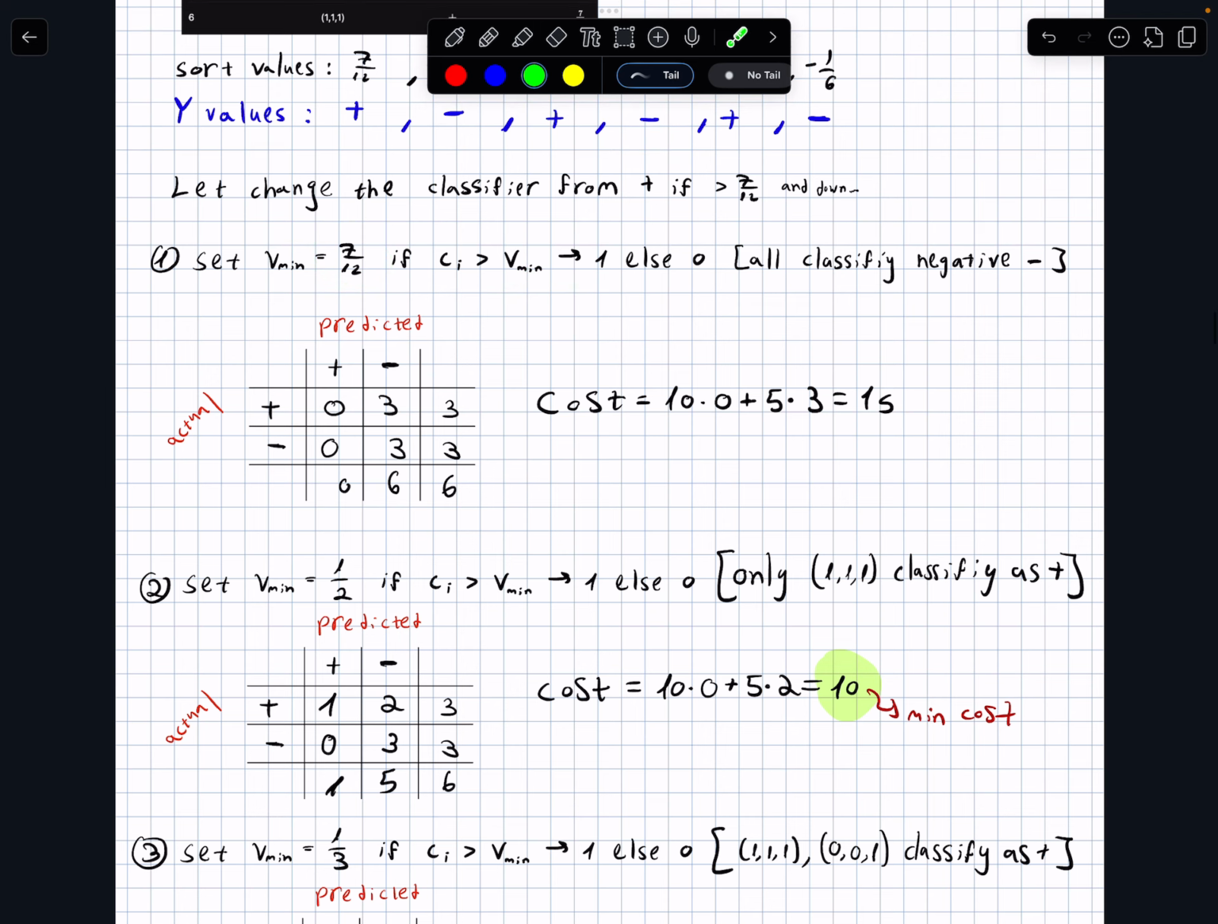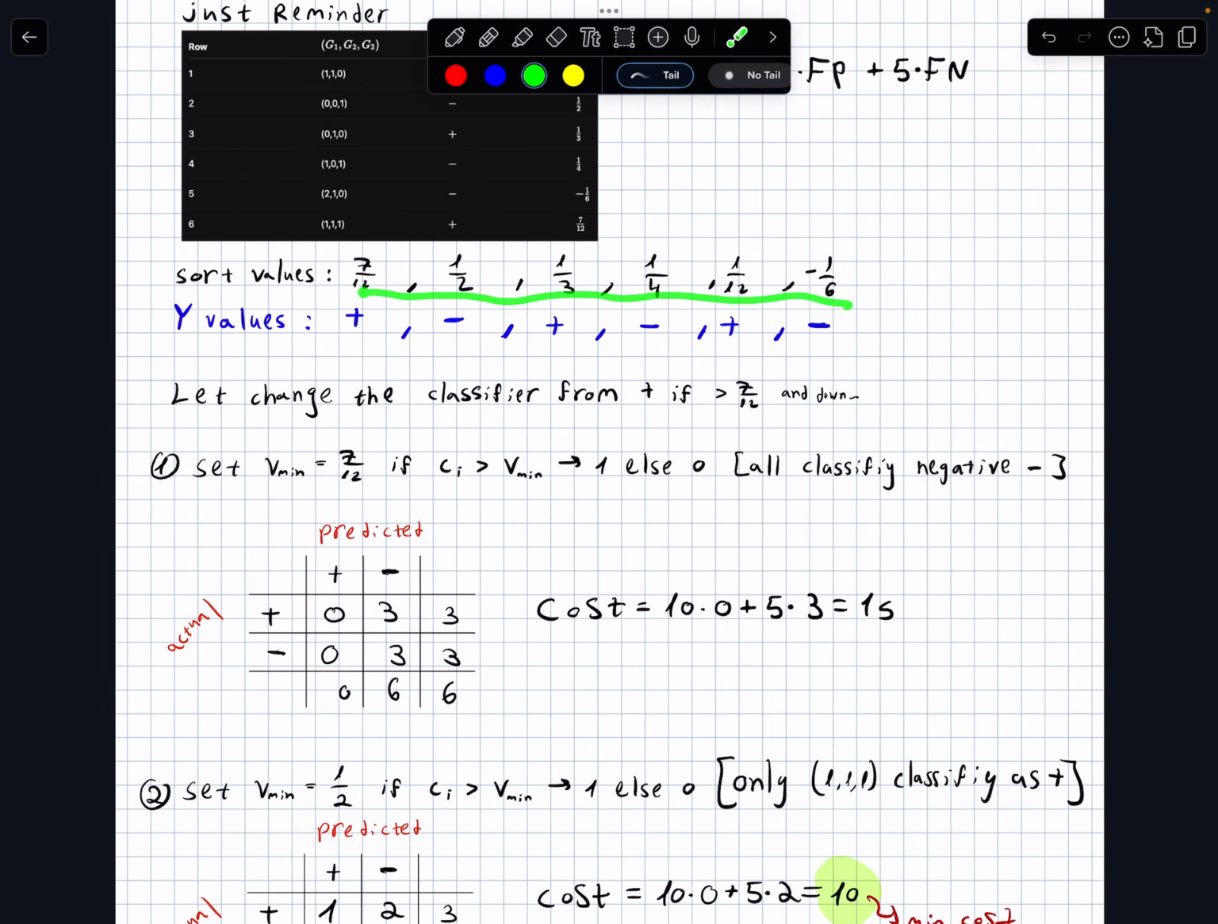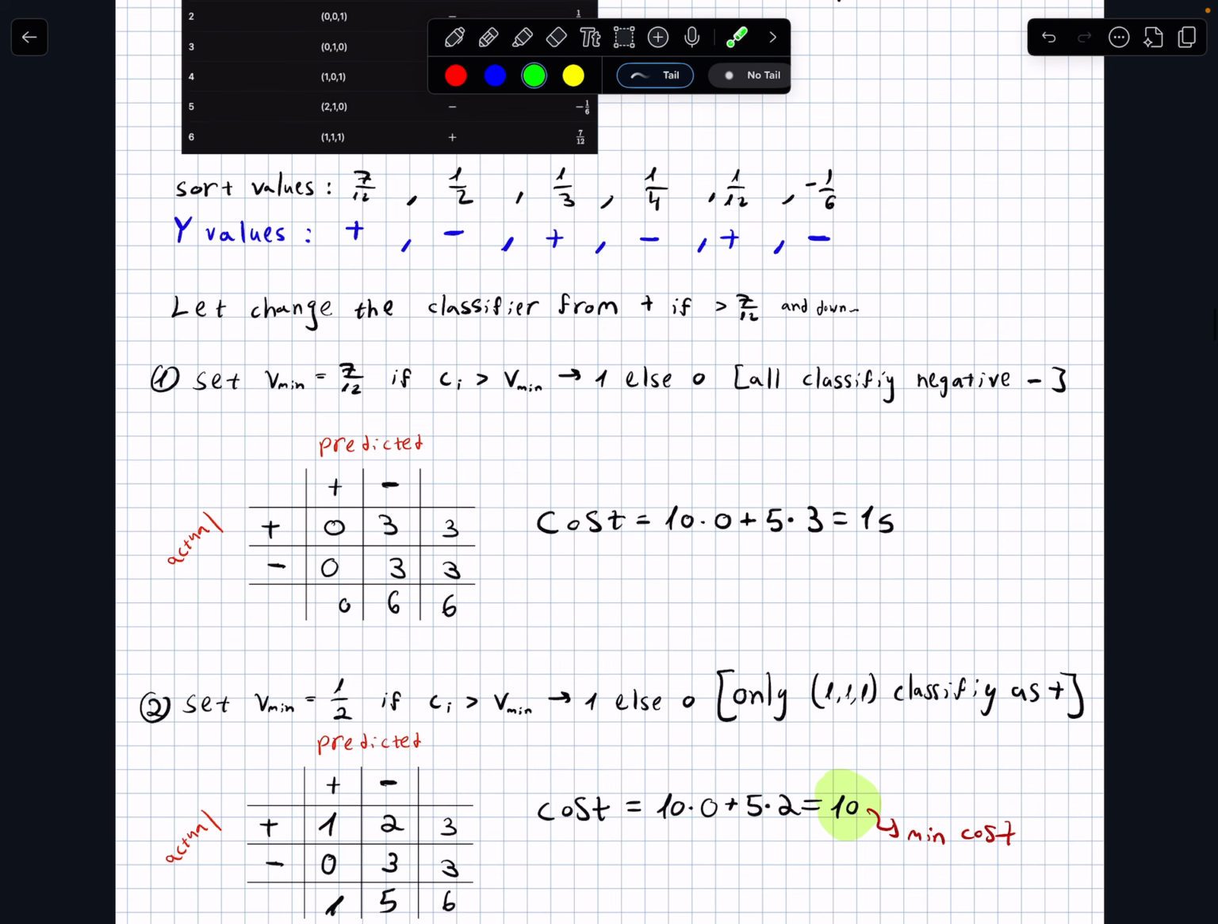Therefore, we have no items bigger than 7 divided by 12, so all are classified as minus. Then we can see that we have 3 false negatives, meaning we said it's going to be negative, but we were wrong. So we have 3 false negatives and 3 true negatives. So the cost for us will be 15.